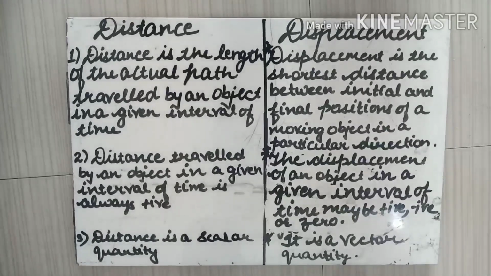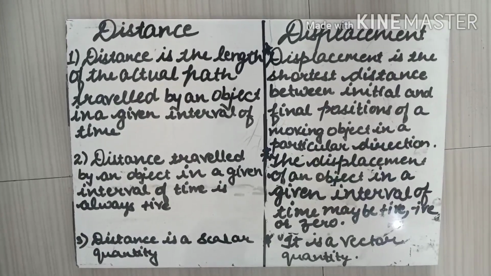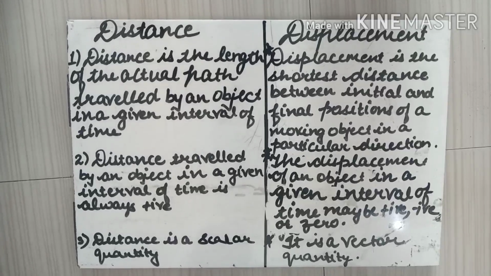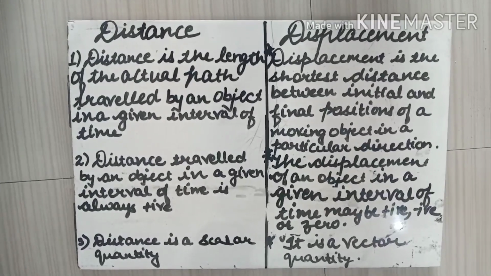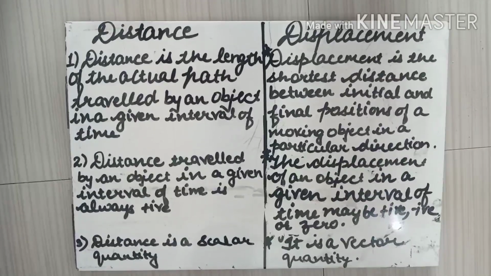Second point of distance: distance traveled by an object in a given interval of time is always positive. Distance in every condition becomes positive. It never becomes zero.